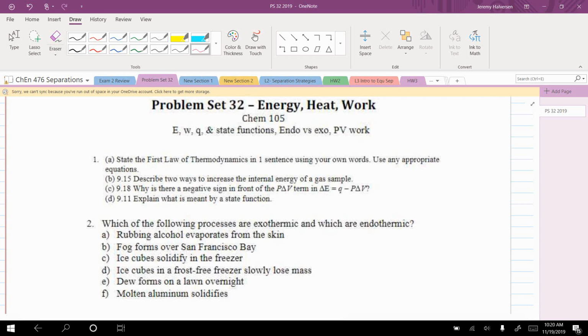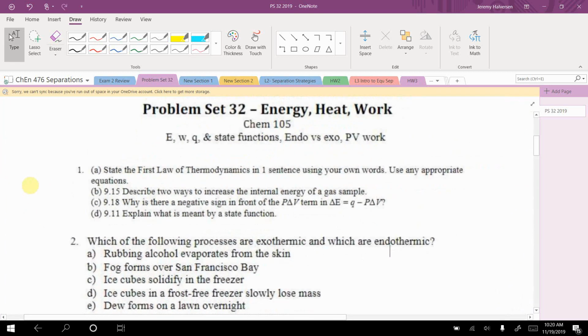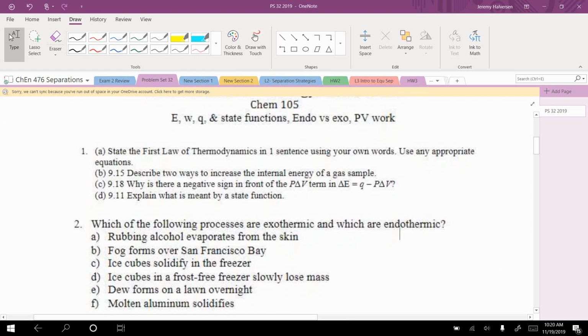So I'm just going to start working through this and talking my way through it. First law of thermodynamics in one sentence: the change in energy of the universe is equal to zero. Essentially, we can convert energy from one form to another, but we can't create or destroy it. That's the first law of thermodynamics.